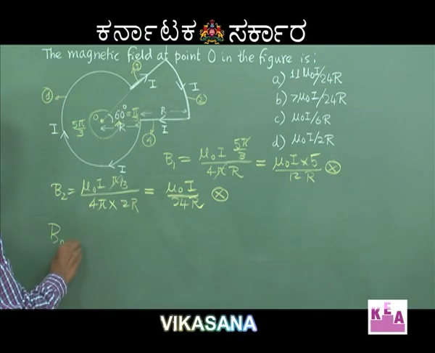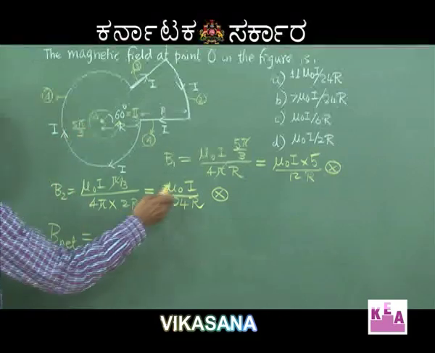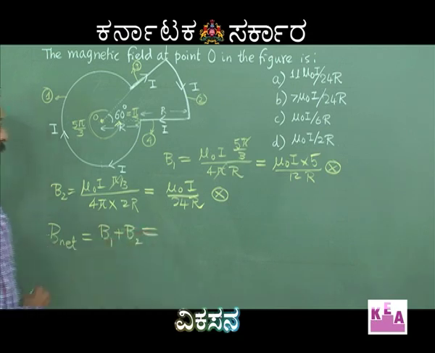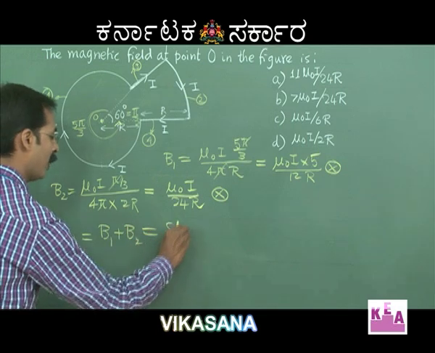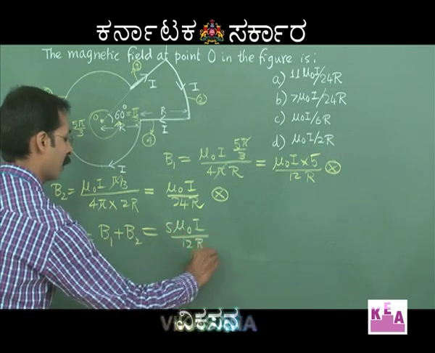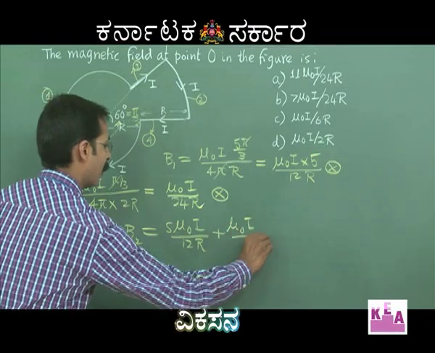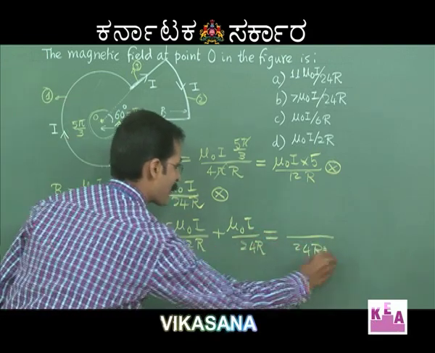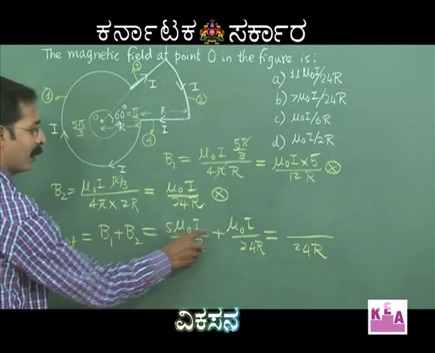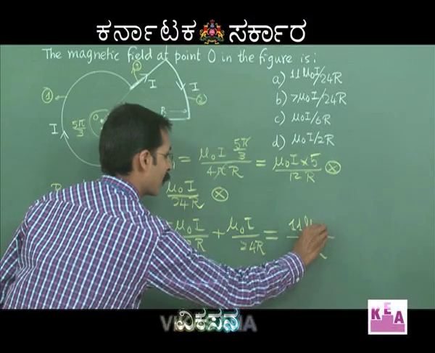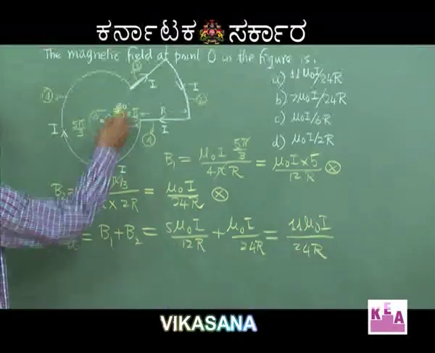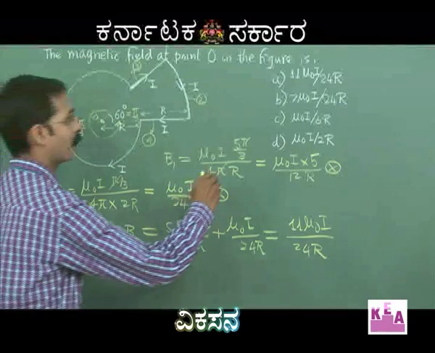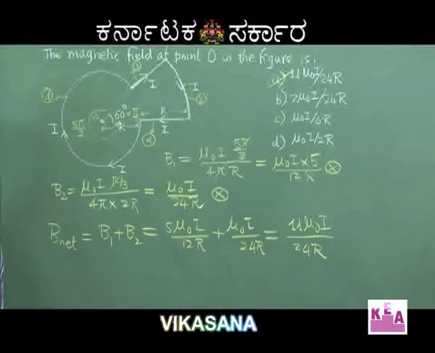What is the net magnetic field? As these two point in the same direction and the other two do not contribute anything, they should be added just because they are in the same direction, B1 plus B2, that is 5 mu naught I divided by 12 r plus mu naught I divided by 24 r, the LCM is 24 r, here I have to multiply with 2, 2 into 5 is 10 mu naught I plus mu naught I, that is 11 mu naught I. Therefore, the magnetic field here due to this part and this part, these two do not contribute, is 11 mu naught I by 24 r. The option is A, 11 mu naught I divided by 24 r.